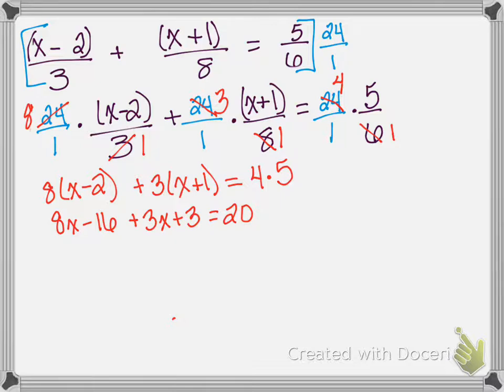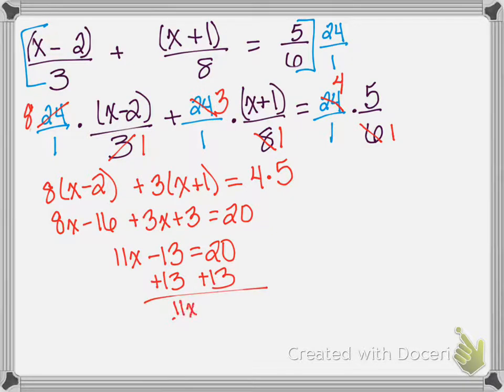Okay? Now I combine like terms. 11x. I've got 8x and 3x. Those are my like terms, so I get 11x. Negative 16 plus 3, what do I get? Minus 13. Good. Okay, I add 13 to both sides. 11x equals 33.